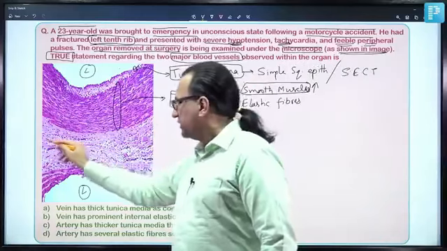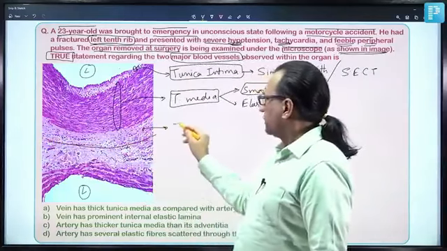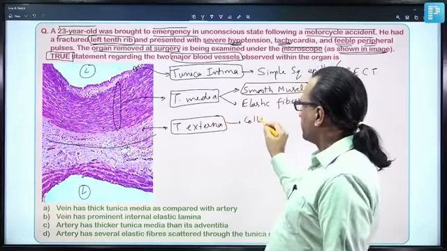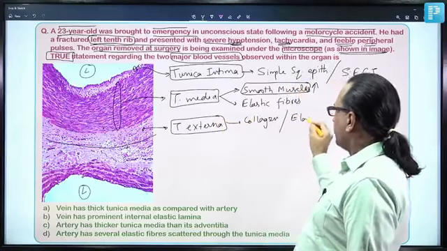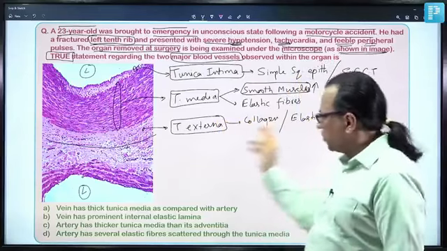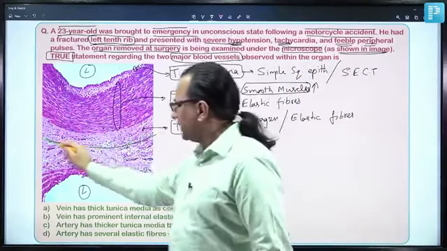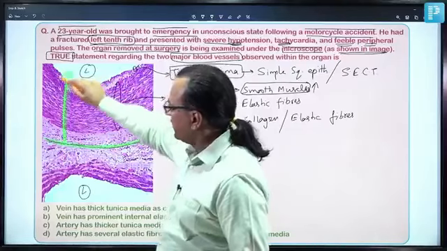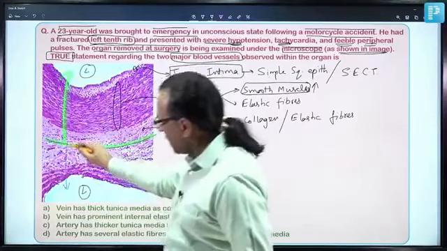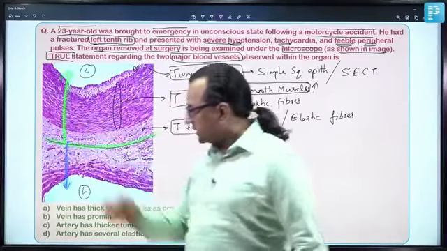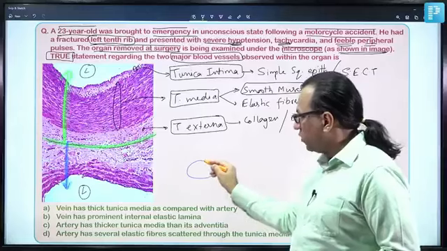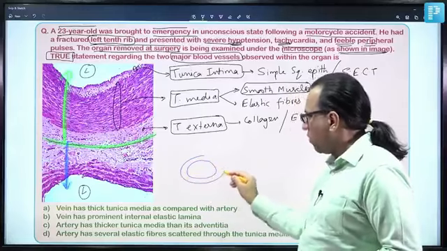But then this region is the tunica externa. And tunica externa is mostly collagen fibers, plus there will be elastic fibers also. Now, you have assumed that this vessel is an artery. How do you know that this vessel is an artery and this vessel is a vein? Because it's a simple concept. A vein will have a larger lumen but a thin wall.